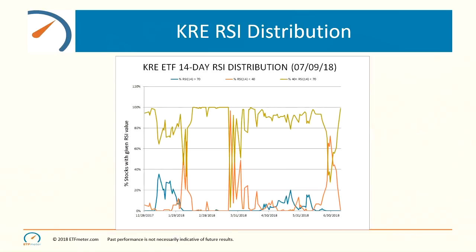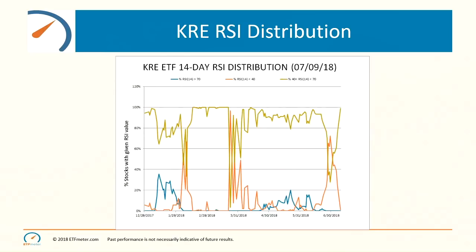More than 70, they would have a lot of momentum. Less than 40, they'd be weak. And between 40 and 70, they'd be neutral. And the gold line represents the percentage of stocks that are between 40 and 70, that have not really any great momentum. The blue line is the ones that are more than 70, so they're trending up strongly. And then the orange line is the ones with the RSI less than 40.